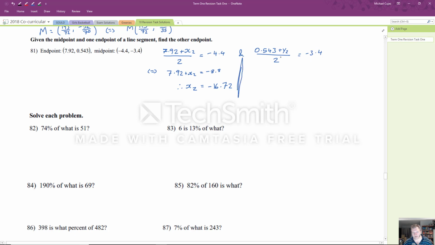And for y2, the y coordinate of the other endpoint, just dividing it up there in case you're getting confused. Multiply by 2 first, and I've got 0.543 plus y2 equals negative 6.8. I now need to subtract the 0.543. Well, if I subtract 0.2, I'm going to be at negative 7, and then it'll be 343. So negative 7.343. So the required point, negative 16.72, negative 7.343. That's midpoint, and practice doing that both for finding the endpoint or a midpoint.